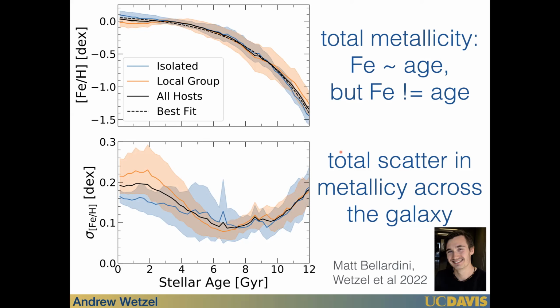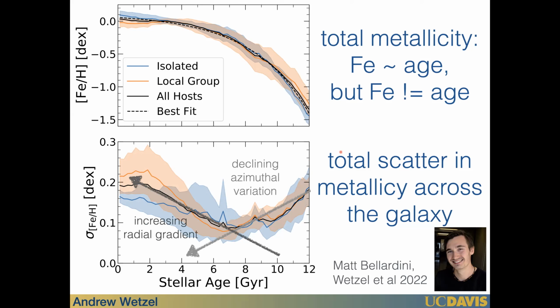And as I'll show you in the next 2 slides, we can easily understand this interesting shape as a competition between just 2 processes, one of which is that there are significant azimuthal variations in the disk across time that are getting weaker as the disk settles. And as the disk settles and grows bigger, there's an increase in the contribution from increasing radial gradients. And so these act in opposite directions with time, leading to this interesting sort of U shape. So I'll just elaborate on that a little bit.